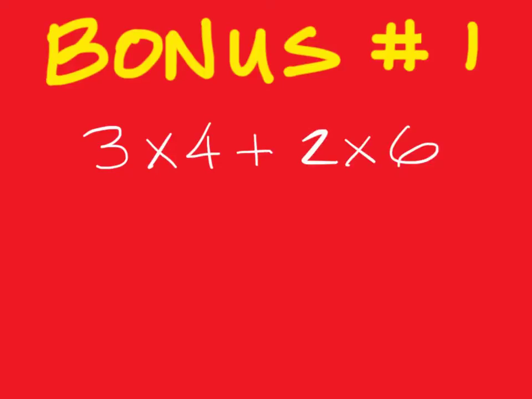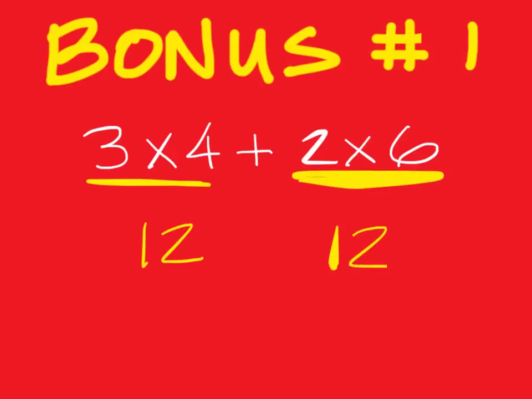Bonus number 1. On the bonus problem, you have to do this first. 3 times 4 is 12. And then this, 2 times 6 is 12. And then add those two 12s together to get 24.